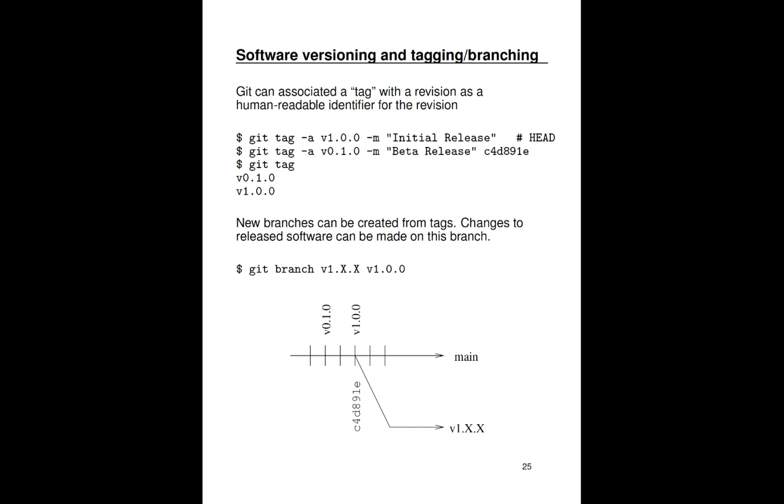So you can say git branch, and you can have a new branch that is named v1.x.x from the v1.0.0. And so now you have a code branch that was created from your source code at a point in the past, because maybe there have been some commits since version 1.0.0.